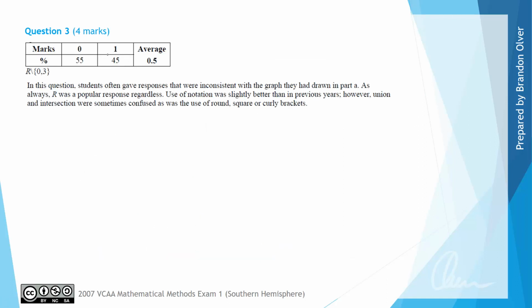So this question was slightly better done, with 45% of students getting the correct answer, but students often gave responses that were inconsistent with the graph that they had drawn in the previous part, and as always, the real number system was a popular response regardless. Use of notation was slightly better than in previous years, however unions and intersections were sometimes confused, as well as the use of round, square or curly brackets. So that's important that you know which brackets to use when, so that you get full marks for a question.